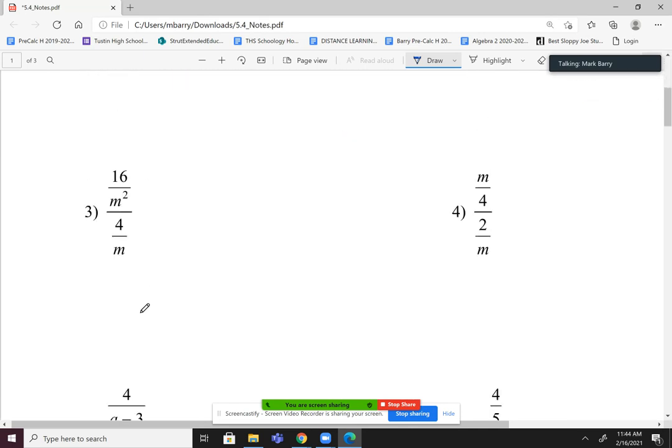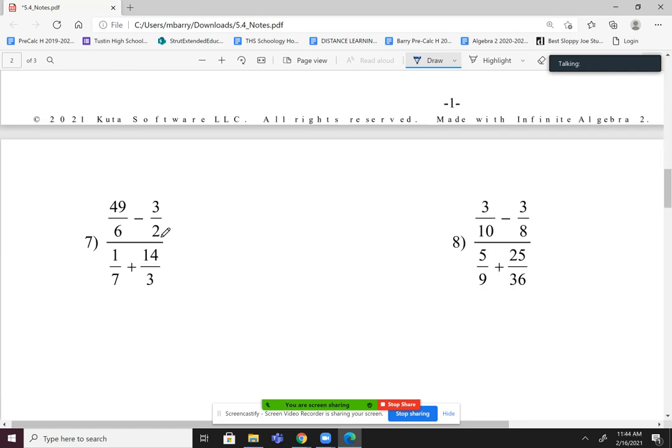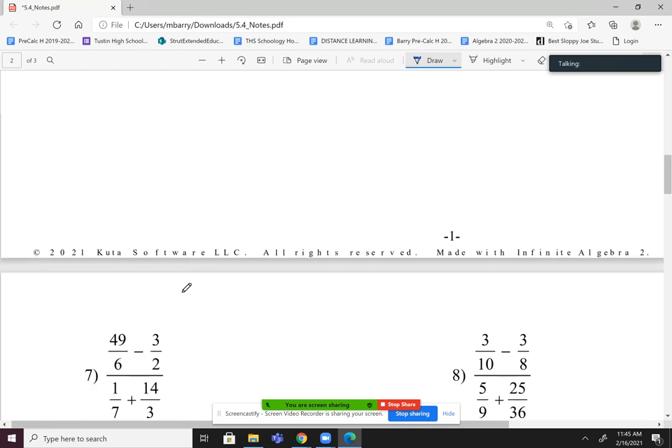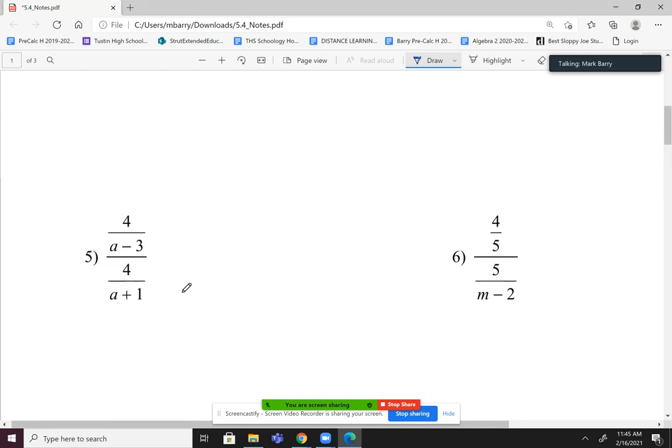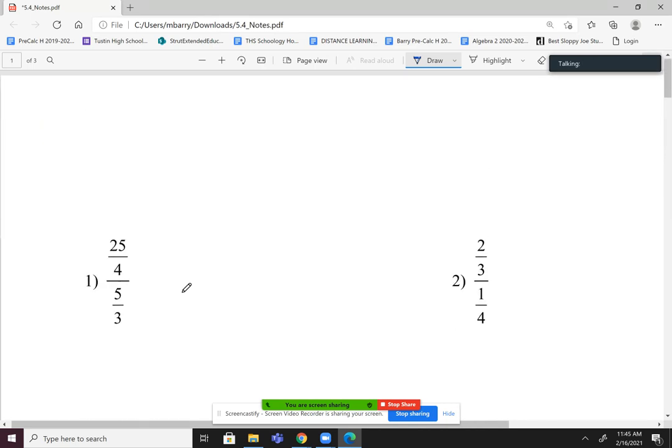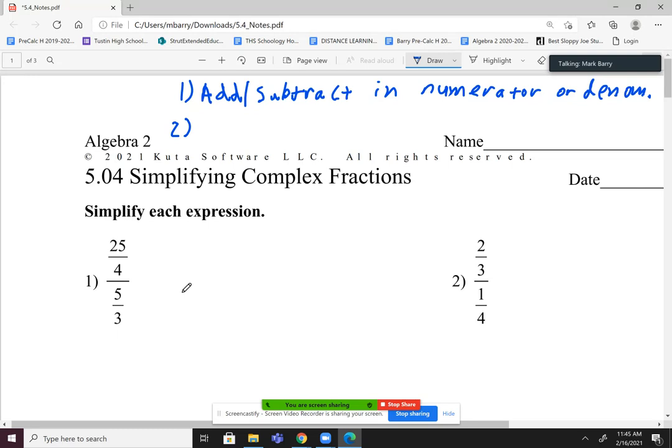If we scroll down, though, a little bit, let me show you an example. Okay, so when we get down to like numbers 7 and 8, you can see there's adding and subtracting in the numerator and denominator. We're going to want to do that first, okay? But it looks like for page 1, we're going to be skipping that step, okay?